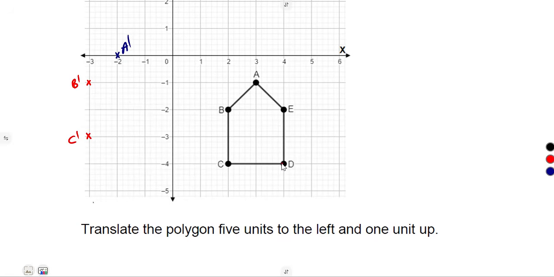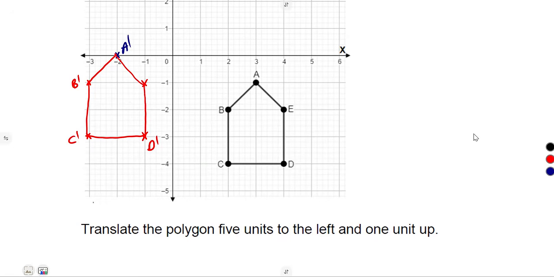We move on to D. 5 units to the left. 1, 2, 3, 4, 5, according to the scale. Then 1 unit up. You move 1 unit up according to your scale. So it was going to end up here at minus 1, minus 3. That's our image of D. The image of E, 5 units to the left. 1, 2, 3, 4, 5. Then 1 unit going up. It will end up at minus 1, minus 1 here. So that is the shape that we're going to end up with at the end, just like that.